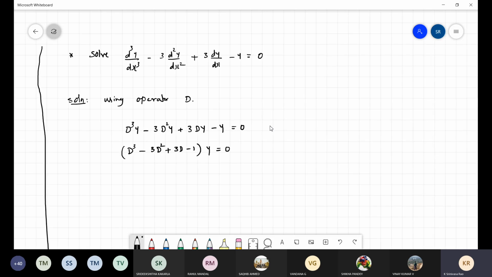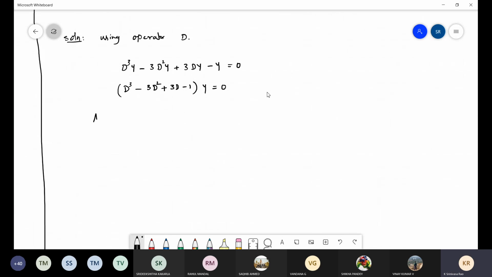Auxiliary equation: m cube minus 3m square plus 3m minus 1 equal to 0. This is the first root, by trial and error method. m equals 1. Is it 0? You have to work it out somewhere. If I put 1, 1 minus 1 cancels, minus 3 plus 3 cancels. So clearly m equals 1. Put it in a box because definitely we'll forget this root at the end. m equals 1 is one root.